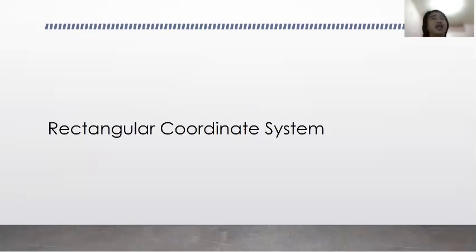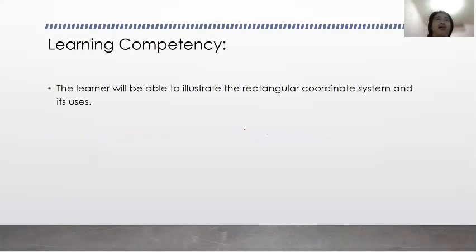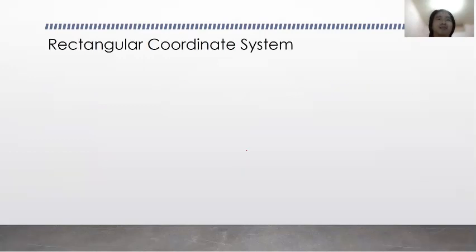Let's have this as our topic for today: the rectangular coordinate system. Let's have our learning competency. The learner will be able to illustrate the rectangular coordinate system and its uses.